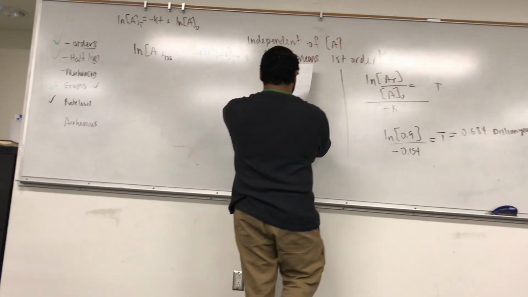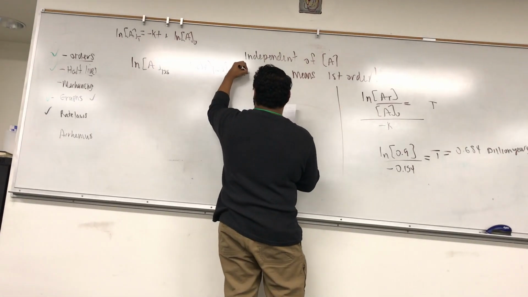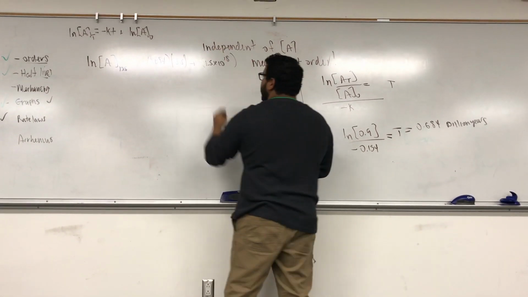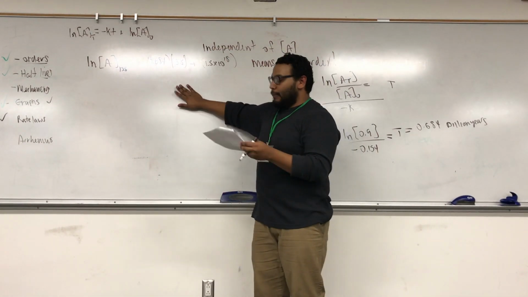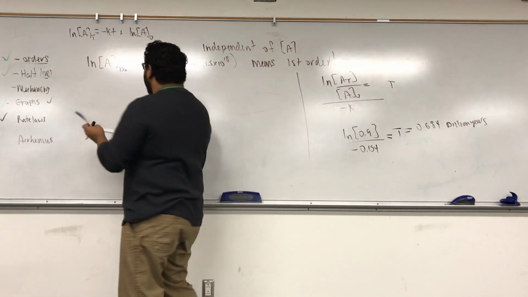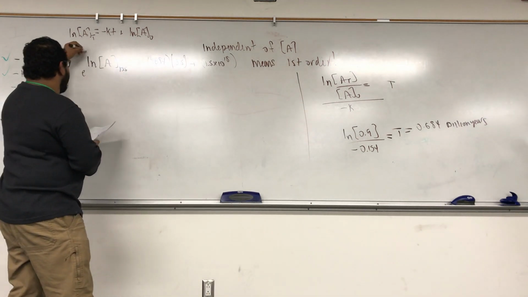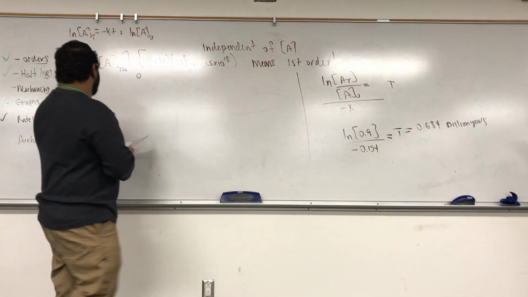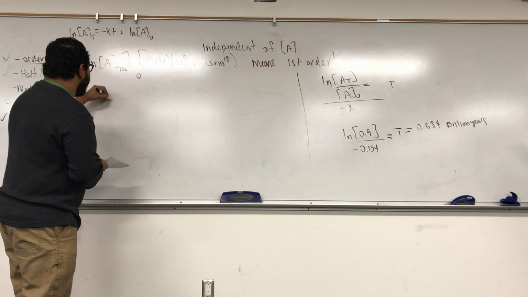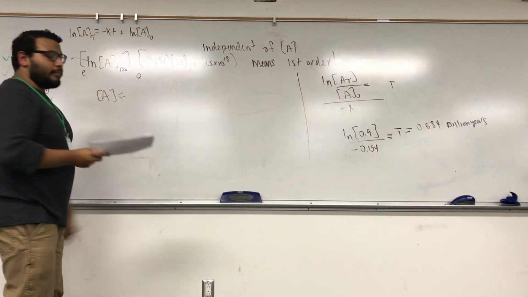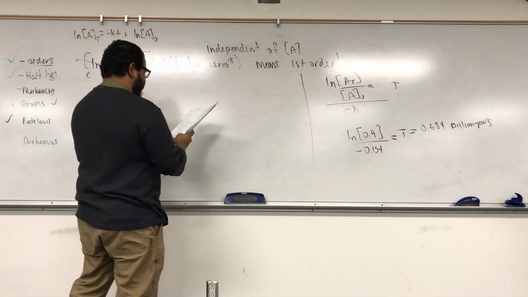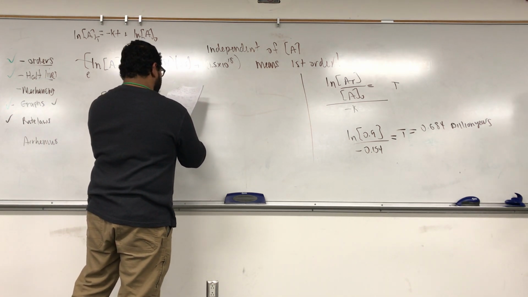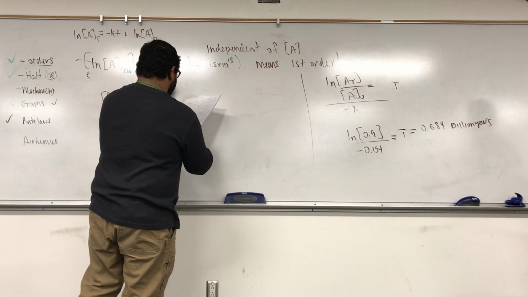What was it? 1.5 times 10 to the 18. Cool. Plug that in. Whatever your answer is there, I raise both sides to the e power, so the natural log goes away. So I'm just looking for A. This question's kind of cool. And then you find out you have 1.8 times 10 to the 17 atoms.